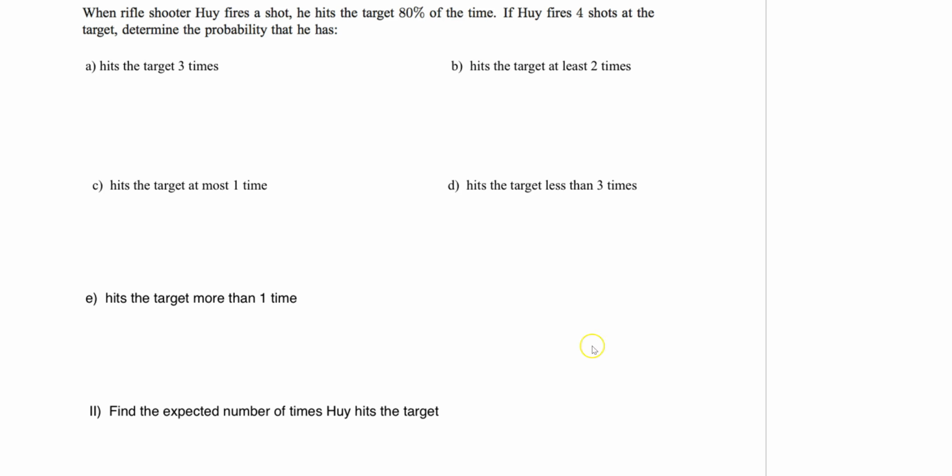Remember, with binomial, you need 3 things. You need n, you need r, and you need p. You need the total number of shots he's taking. You need the ones that we want. And we need the probability. Now, this one's probably not going to change. P and n are probably not going to change based on what we're doing.